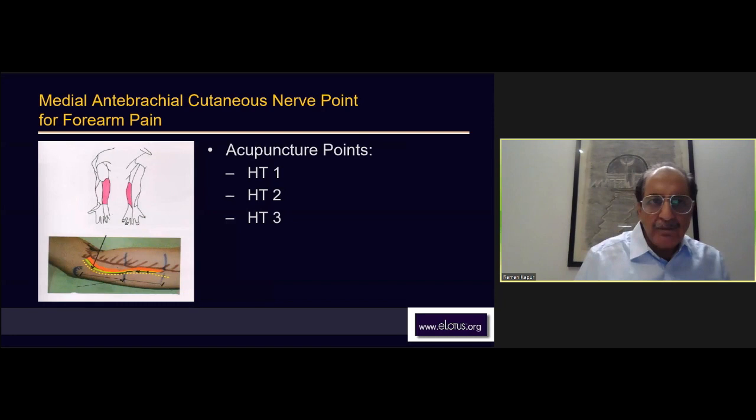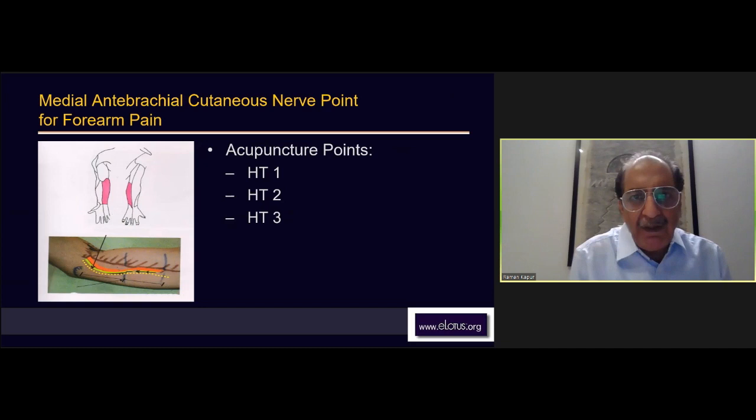Then we come to the medial antebrachial cutaneous nerve point for forearm pain. If you see the figure above, it shows you the distribution on the palmar side, where exactly the patient is complaining of the pain and forearm pain. And the acupuncture points to be pricked are heart 1, heart 2, and heart 3.